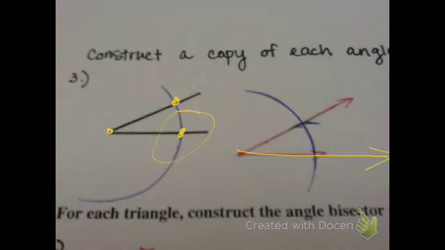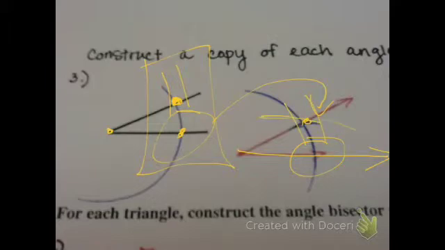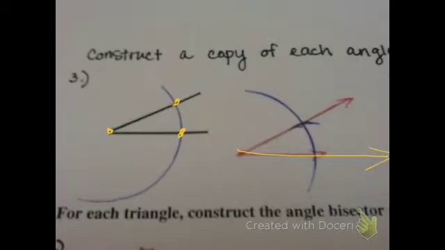Put your compass center down there, and you need to figure out at what radius you get to this other intersection point. Once you have that, you're going to copy this over here, put your center down on this side, and use that same hole to make another arc. When you have that arc there, it's going to make an intersection. Once you have that, you draw your ray through that, and that is the copy of the angle.